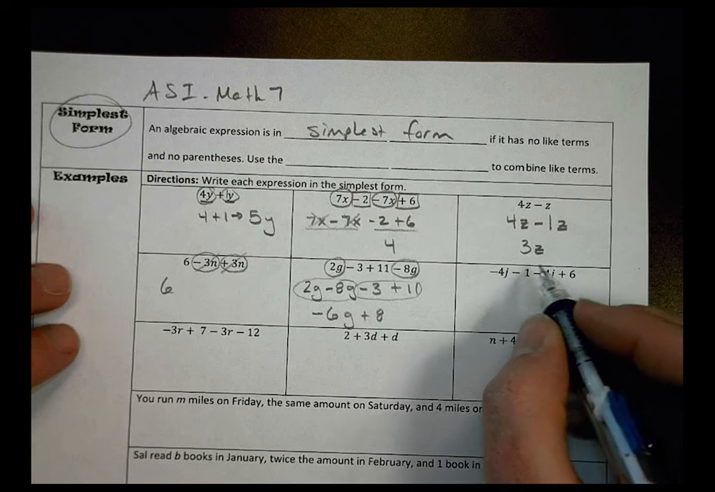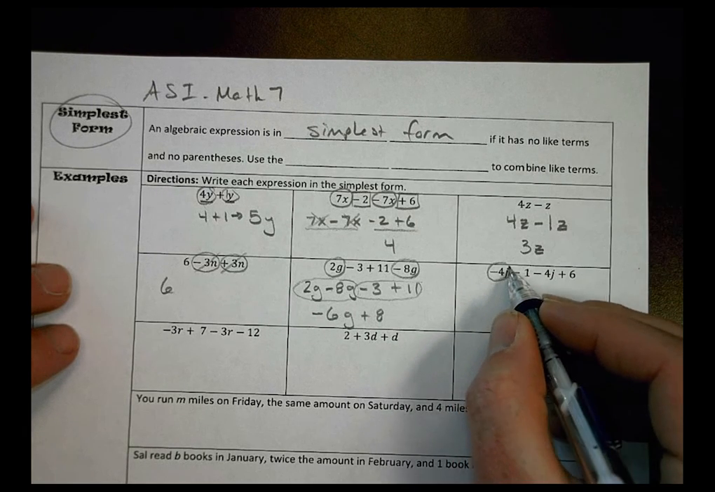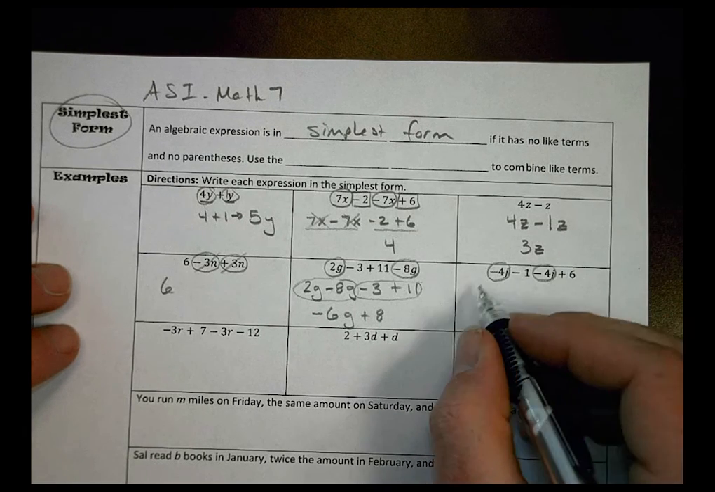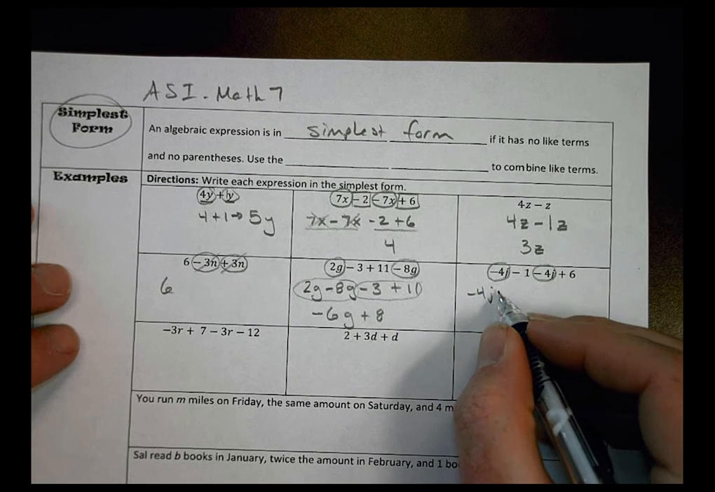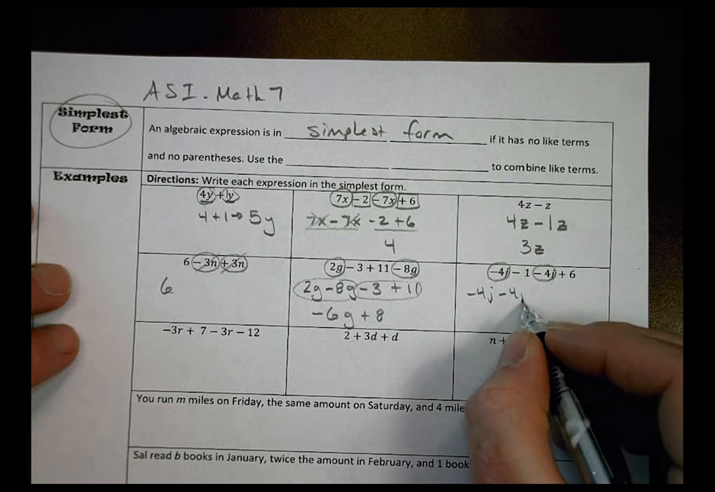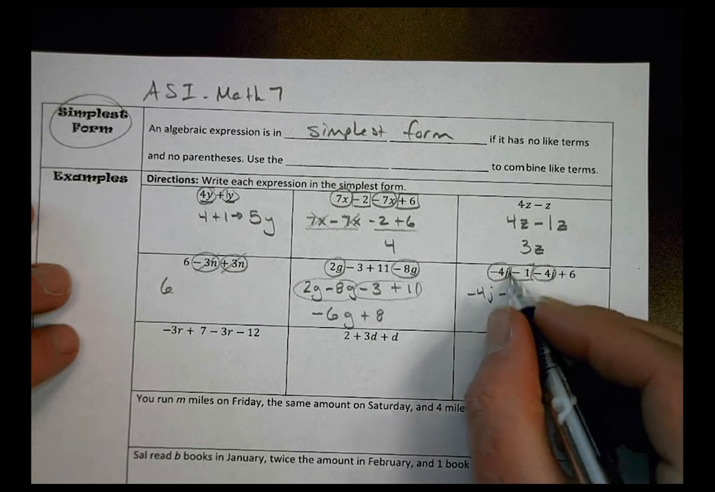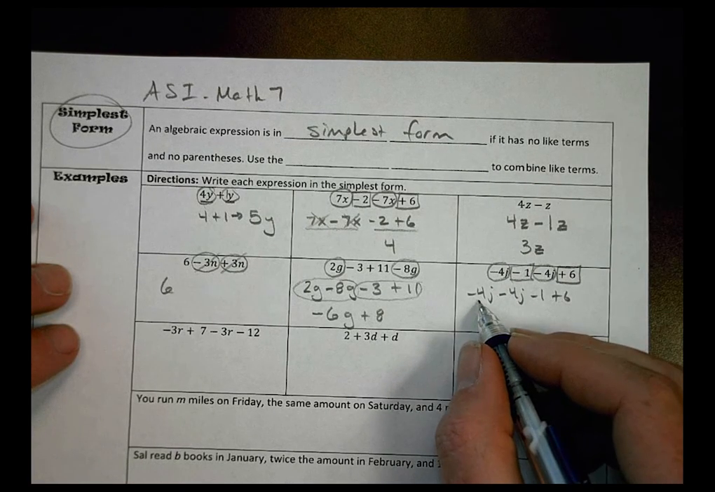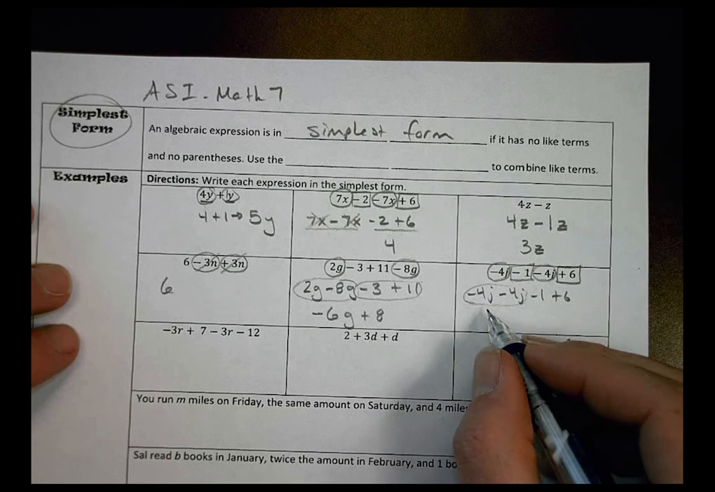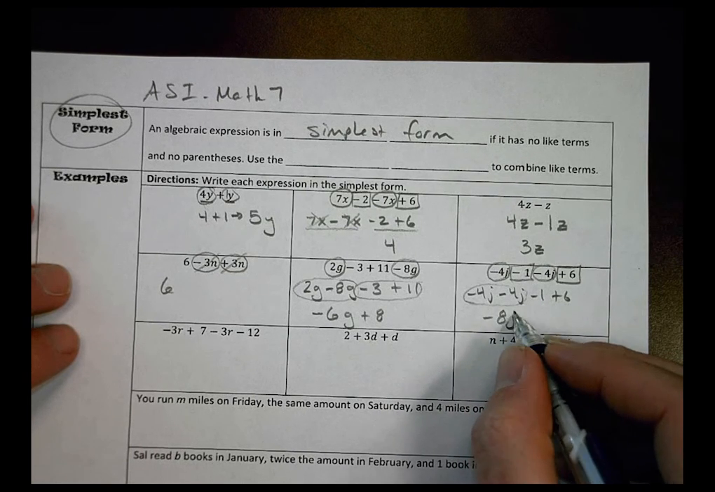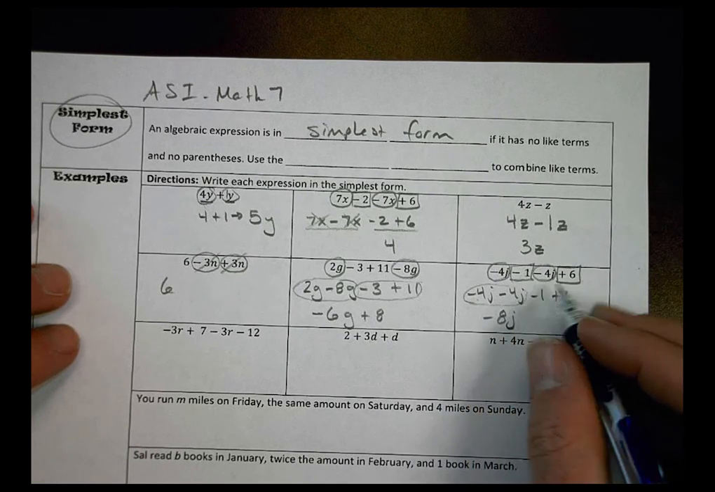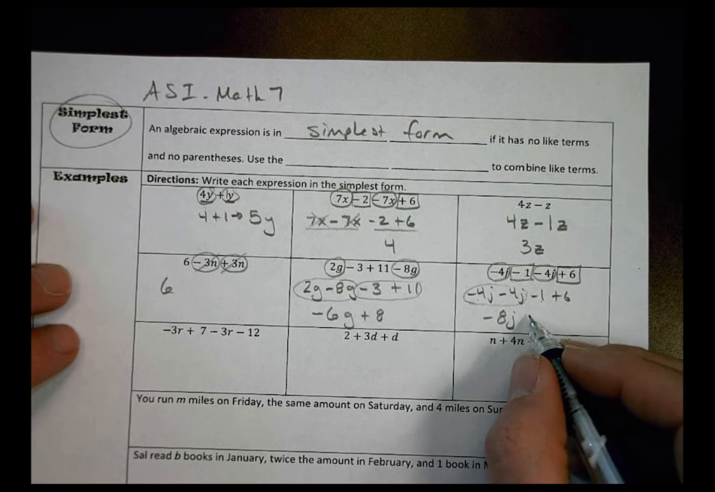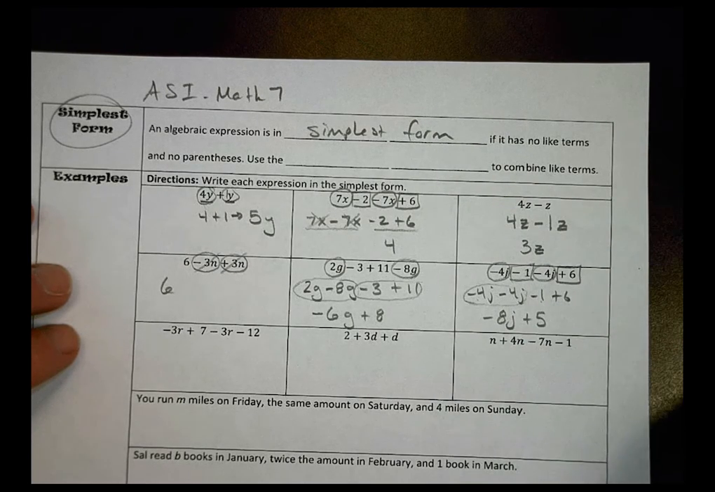Okay, and next one. Here we have a minus 4j, and I have another minus 4j, so I can rewrite that as negative 4j minus another 4j, and then our constants, minus 1 plus 6. So these can combine to become a negative 8j, negative 4 minus 4 more is minus 8, and minus 1 plus 6 is positive 5.